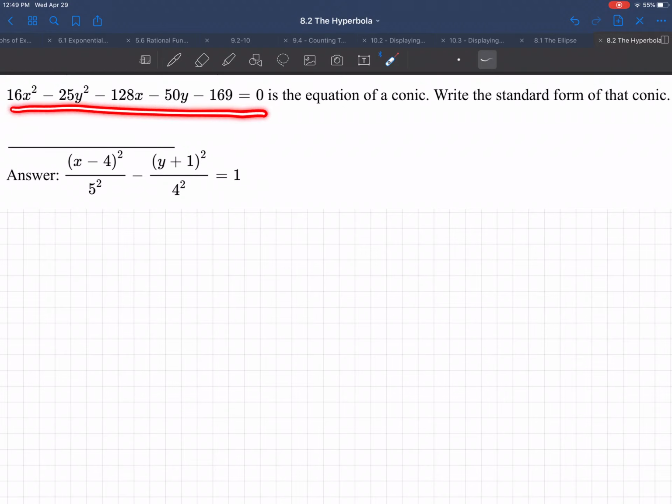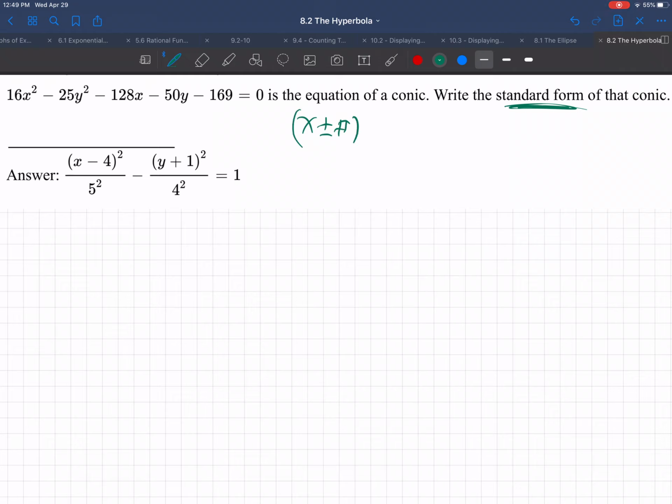We've got this equation. It's the equation of a conic, which means it's a hyperbola, ellipse, or parabola. Write the standard form of that conic. All right, so these are the long ones. When they say standard form, what do they mean? They mean like x plus or minus a number.